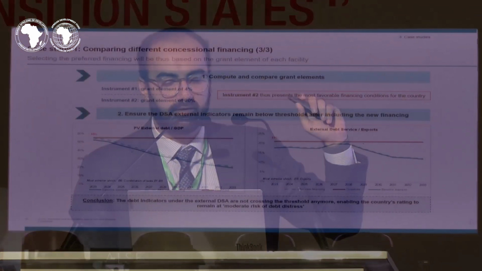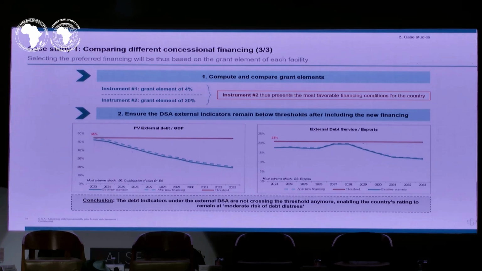That's what we're looking at here. We're going to compute and compare the grant elements of these two loans. One is at 4%, the second one is at 20%. So what we can say here is that instrument 2 presents more favorable financing conditions compared to the first one. Then we're going to check whether, if the country contracts just the second instrument, it is going to remain below our ratios. This is what we have done here.